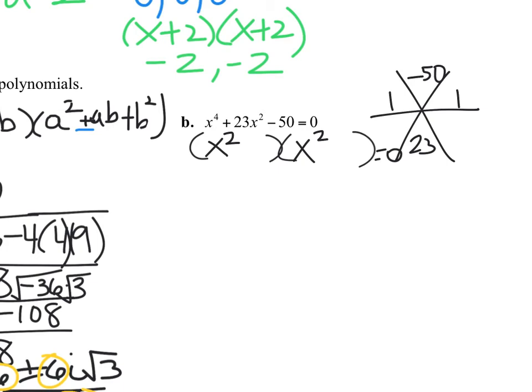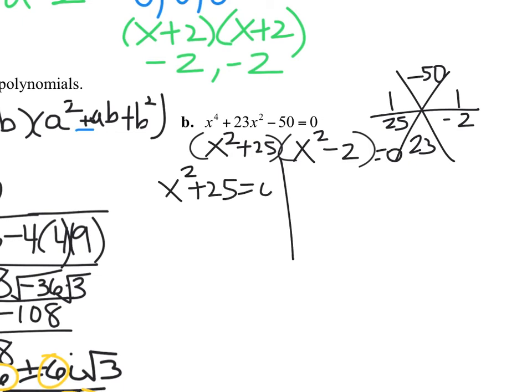Okay, so two numbers that multiply to give us negative 50 and add up to 23 would be a positive 25 and a negative 2. So plus 25 minus 2. All right, so what we get is our two factors here. We get x squared plus 25 equals 0, and x squared minus 2 equals 0. And we're just going to solve these by finding square roots, because there's no x term, it's just x squared.